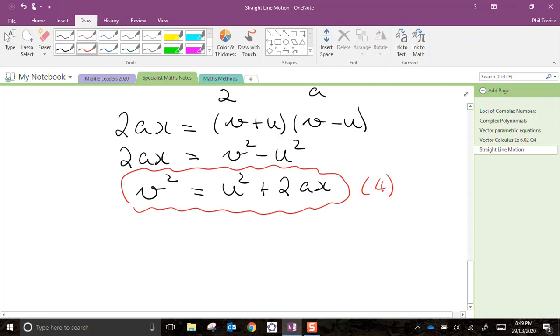And remember, all of these apply for constant acceleration only. That's enough for now. In the next video, we'll have a quick example of how to use these.